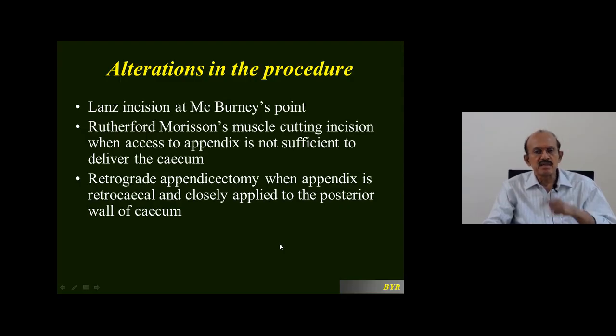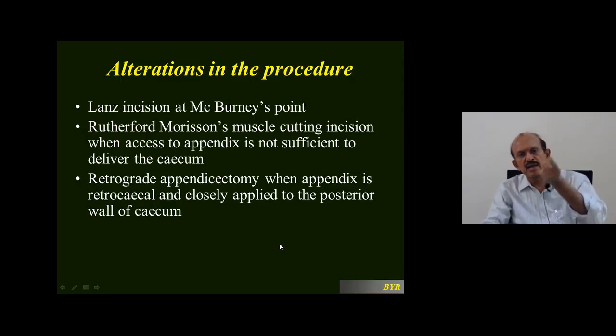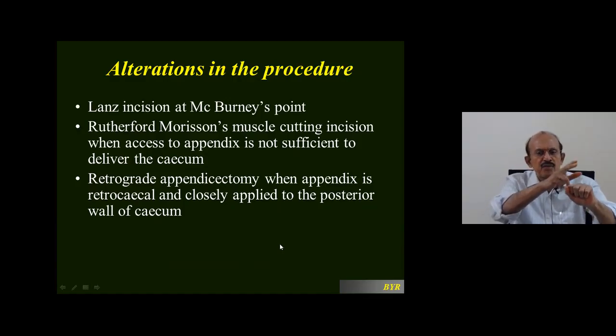Sometimes the appendix is retrocecal and very much adherent to the cecum. So you will not be able to get the tip out. So what you do, first you ligate at the base, hold the base and gradually dissect it away from the cecum. This is called retrograde appendectomy. So when you start the appendectomy dissection from the base and go towards the tip, then it's called retrograde appendectomy.